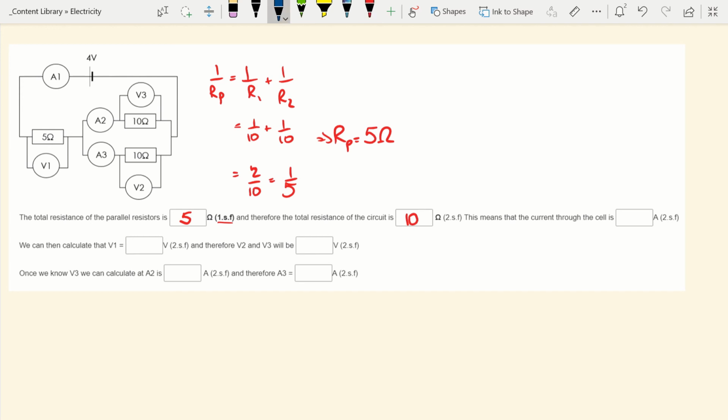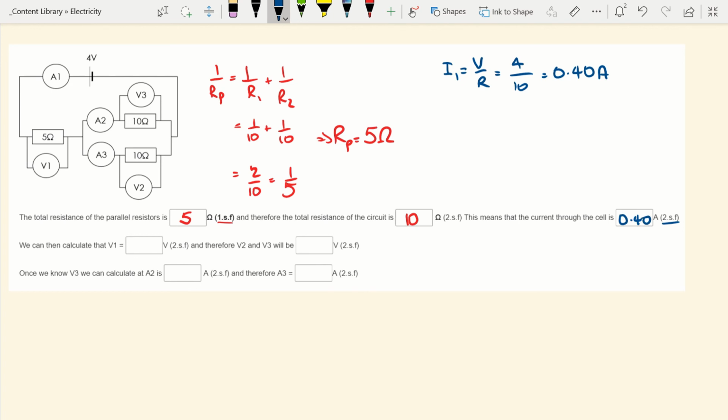This means that the current through the cell, so we're trying to calculate what A1 is, is going to be the potential difference divided by resistance. The potential difference we've applied across the whole circuit is 4. The resistance of the whole circuit is 10. That's going to be 0.4, and I want it to 2 significant figures, so it's going to be 0.40 amps in there.